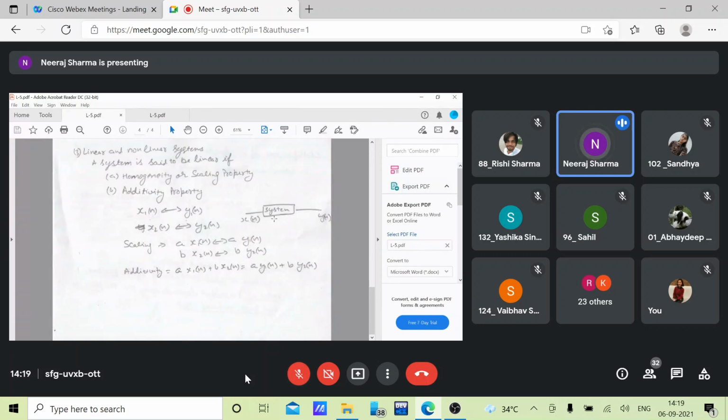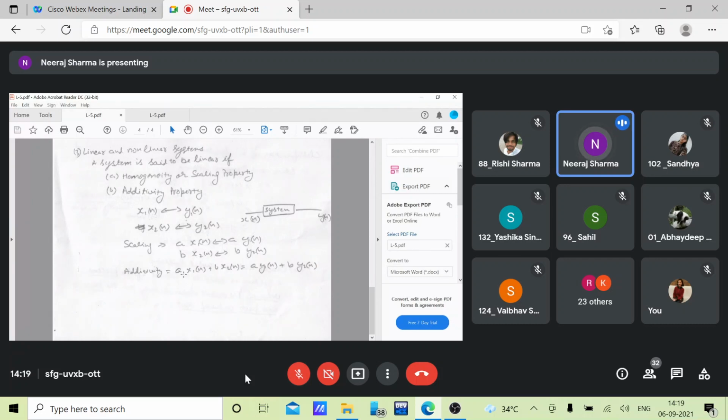To verify whether this system is linear or non-linear, we first apply the scaling property. The scaling property says that if you scale the input by some scaling factor, say a, then the output should also get scaled by the same value, a. If you scale the input by b, then the output should also get scaled by the same factor, b. This is the first condition any system has to obey to become a linear system.